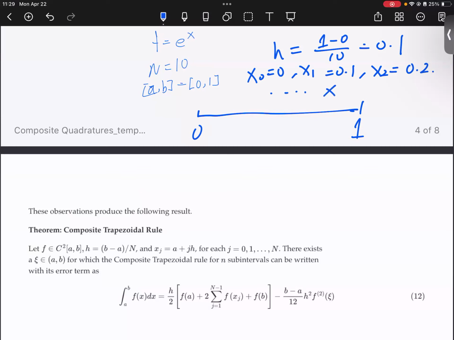We have x n minus 1, which equals x9. This should be x0, x1, one interval, and then nine intervals, so it should be 0.9. And x10 is just the endpoint, the right endpoint, which equals 1.